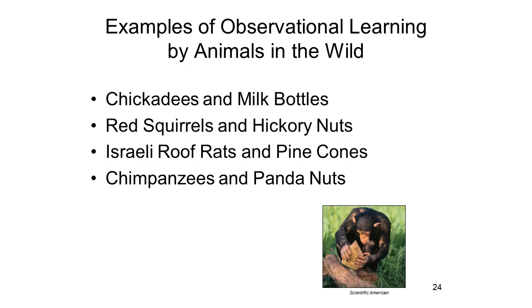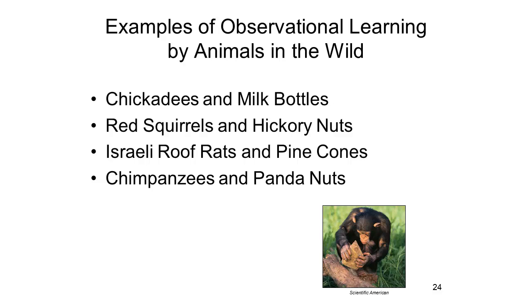Outside the laboratory, observational learning has been very frequently observed by researchers working in the field, looking at animals behaving in their natural environment. So, for example, it's been shown that chickadees who watch another chickadee open a milk bottle will learn quickly to open the milk bottle themselves. Observational learning produces a kind of savings in learning how to open a milk bottle. And red squirrels who watch another red squirrel open hickory nuts will learn to do that more quickly. Again, it's a phenomenon of savings in observational learning. And Israeli roof rats will quickly learn how to open pine cones, it's one of their favorite foods, to obtain the seeds inside if they have the opportunity to watch an older roof rat do the same thing first.